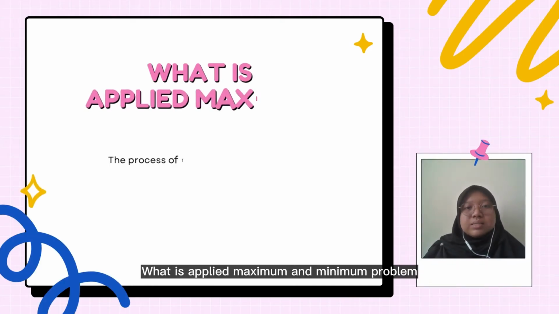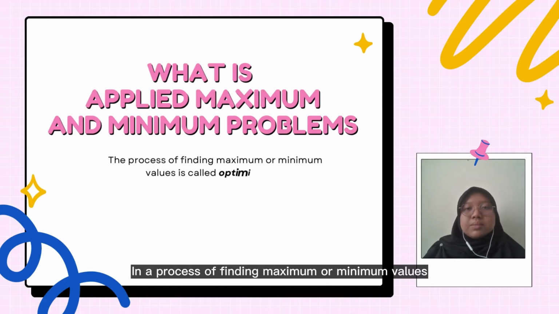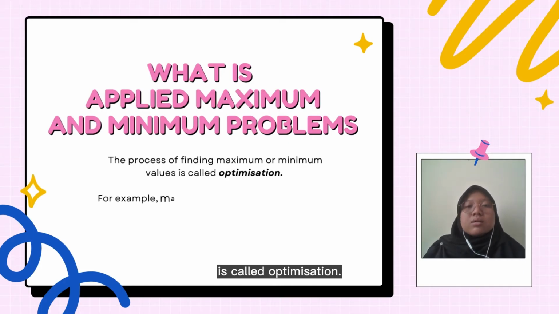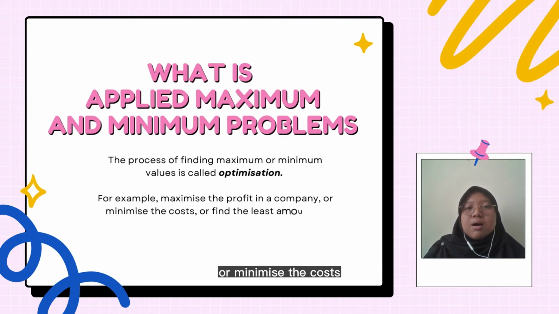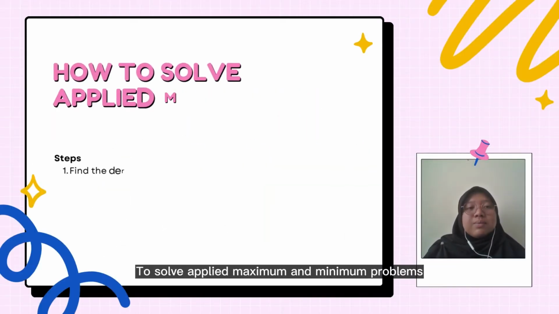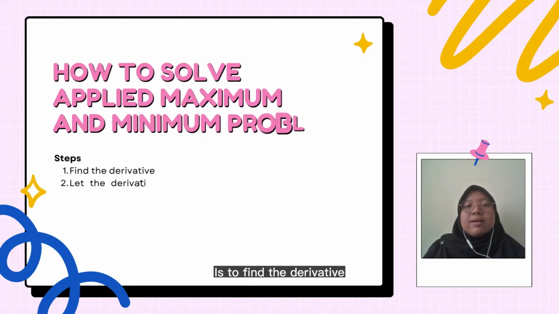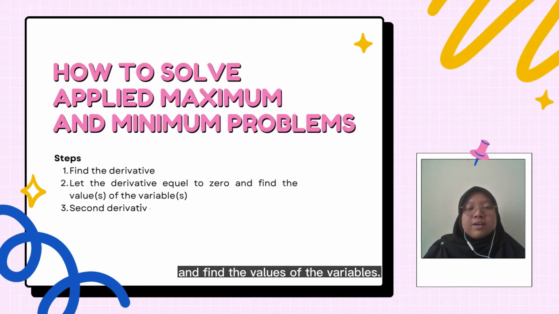What are applied maximum and minimum problems? The process of finding maximum or minimum values is called optimization. For example, maximize the profit in a company, minimize the cost, or find the least amount of material to make a particular object. To solve applied maximum and minimum problems, find the derivative and then let the derivative equal 0 and find the values of the variable.